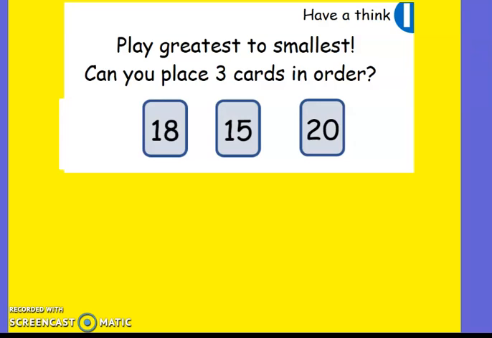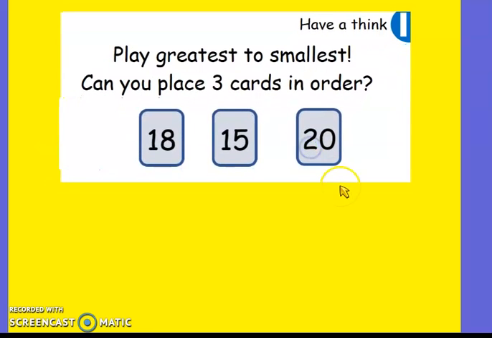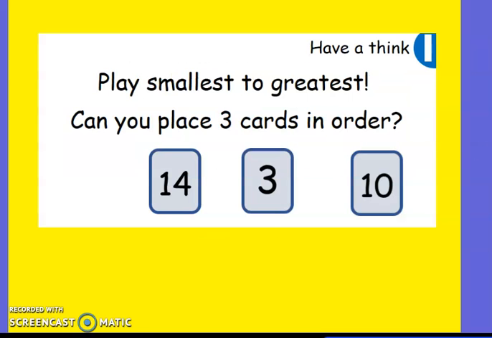Can we have a go at placing these three numbers in order, greatest to smallest? So out of these three, which is the biggest? 20, isn't it? We've got 20. Which is the next biggest number? Yep, it's 18. And the smallest number is 15. So that's if we put them in order from greatest to smallest.